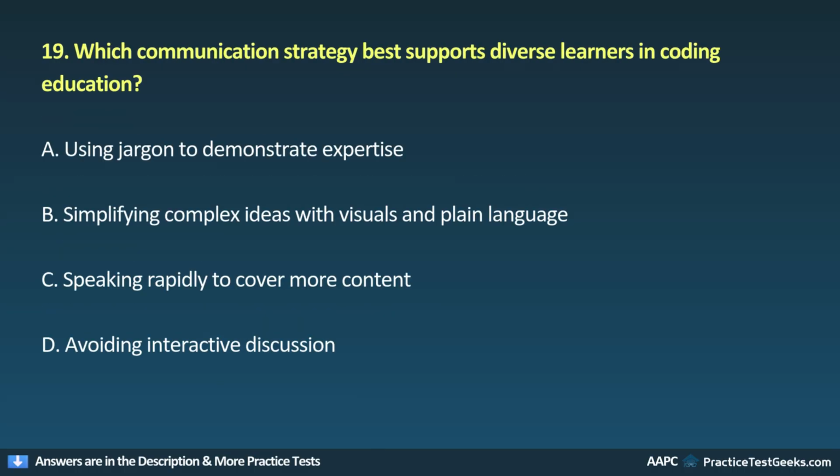19. Which communication strategy best supports diverse learners in coding education? A. Using jargon to demonstrate expertise. B. Simplifying complex ideas with visuals and plain language. C. Speaking rapidly to cover more content. D. Avoiding interactive discussion.